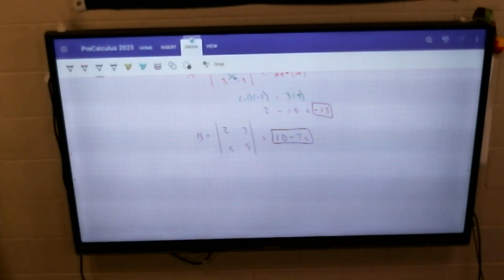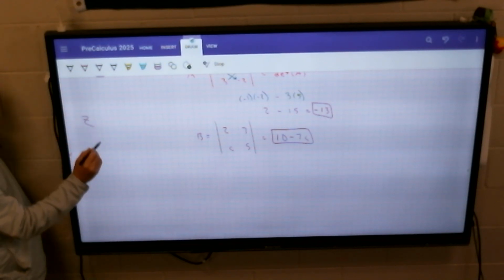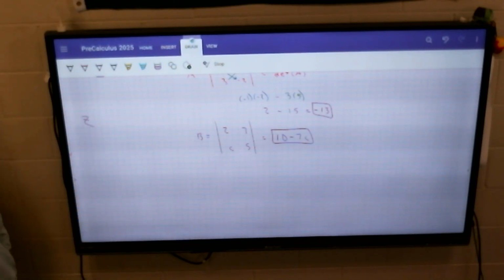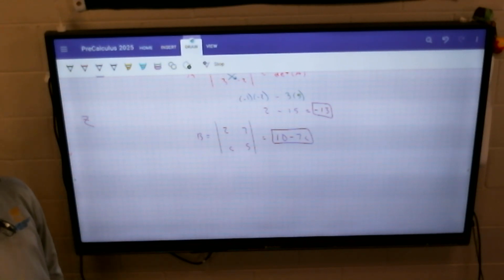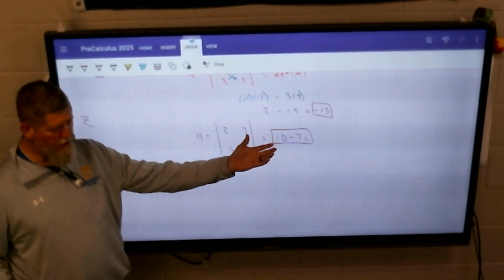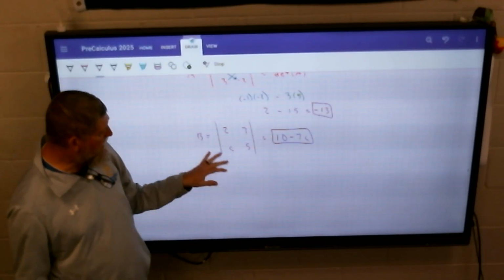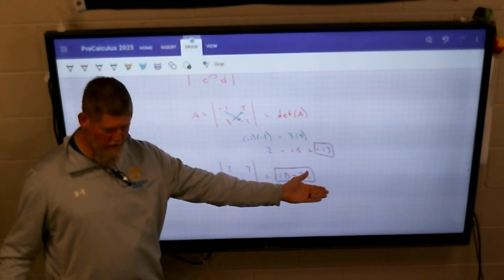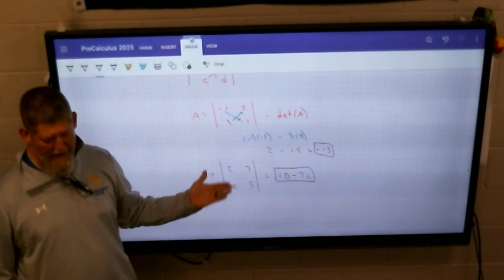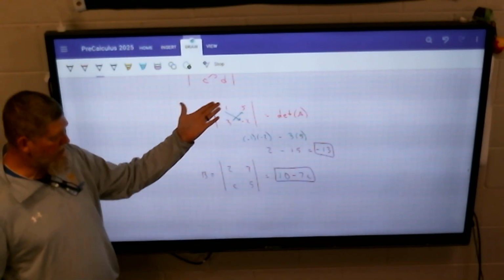Is that Z? No, 10 minus 7C. Is that Z, 7, C, 5 or is that 2, 7, C, 5? 2. Okay. So that's the determinant. And remember, whatever's in here is going to be my determinant, so this is integers with a variable. Back up here, we had integers, my answer's an integer. There's no way to get a fraction, unless there's a fraction inside my matrix.